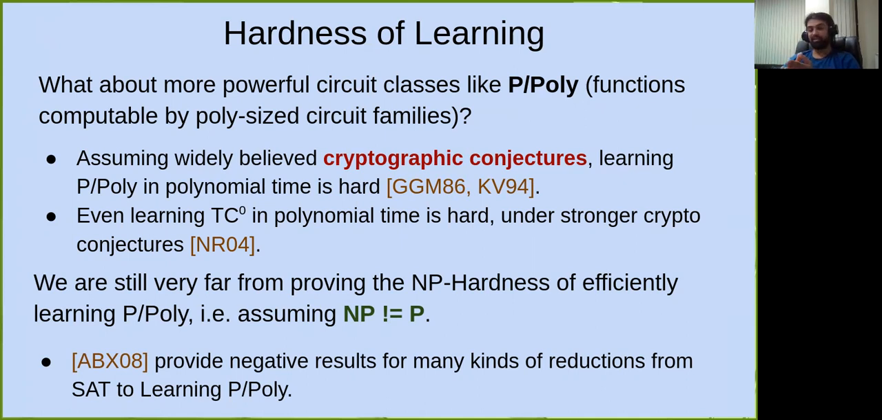An interesting result along this line was by Applebaum, Barak, and Zhao, where they showed negative results for many kinds of reductions from SAT to learning P/poly. So long story short, we have many weak classes which have reasonably efficient algorithms, but when we go to more powerful classes, it is believed that they're hard to learn, but the evidence is not as strong as one would hope. In particular, we only have hardness of learning assuming strong cryptographic conjectures, but from complexity assumptions, our knowledge is very sparse.